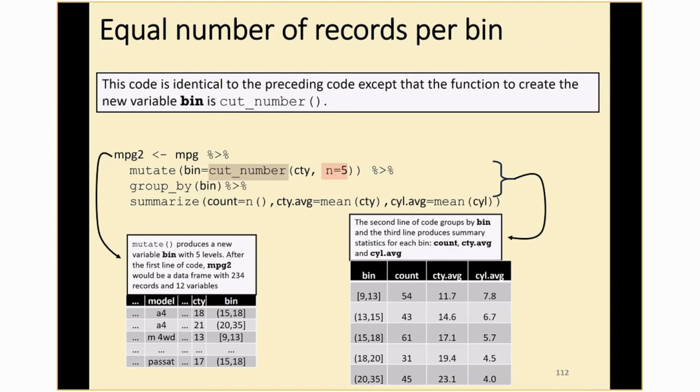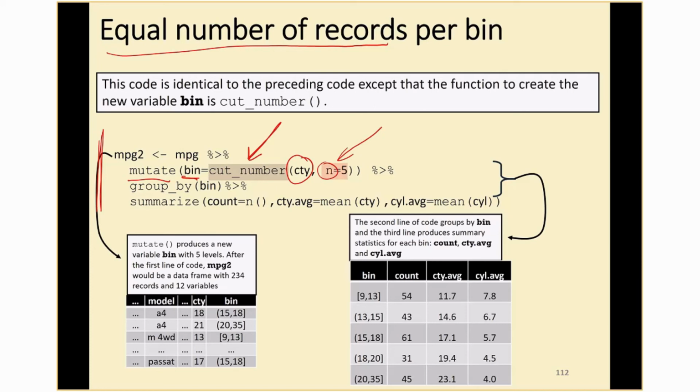Now we've got a different type of bin. Bins based on roughly equal numbers of observations in each bin. And where this block of code differs from the previous block of code is really only in the first step. When we use mutate to create our new variable bin, now the function we're going to use is cut number, because the cut number function will give us bins of roughly equal number of observations. As before, it's based on city. We use a slightly different keyword. We use n, but again, we specify the value as being equal to 5.